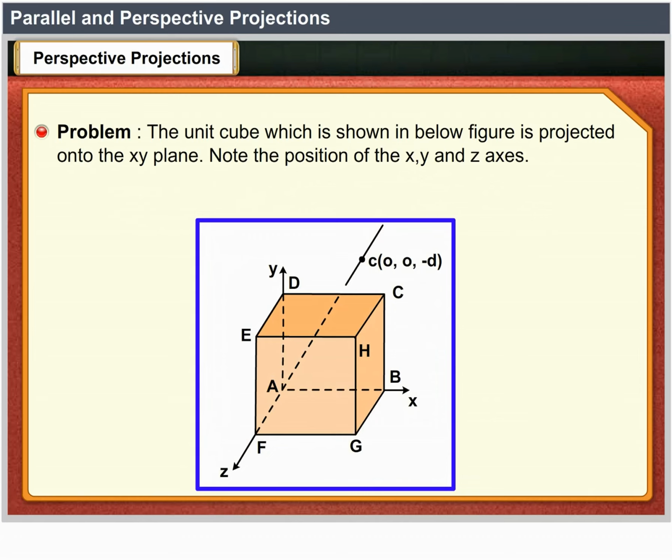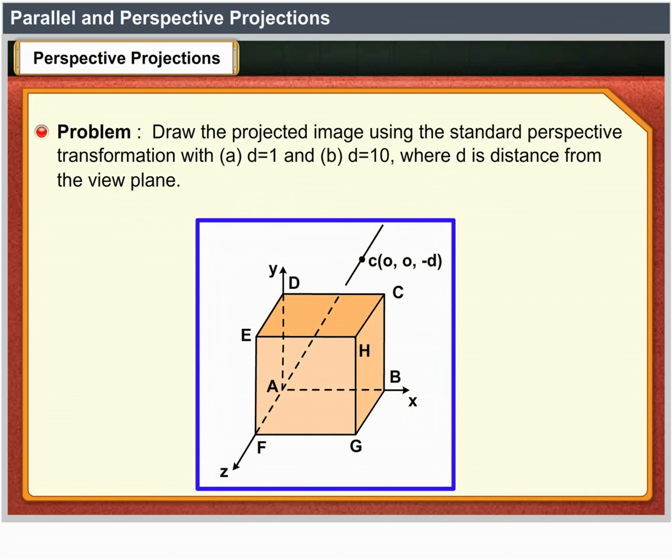Problem: the unit cube which is shown in below figure is projected onto the XY plane. Note the position of the X, Y, and Z axes. Draw the projected image using the standard perspective transformation with A, D equals 1 and B, D equals 10, where D is distance from the view plane.